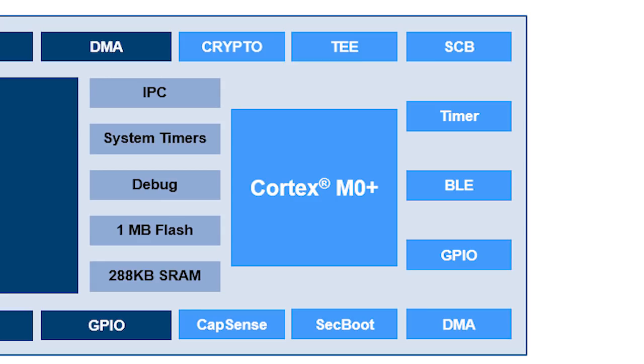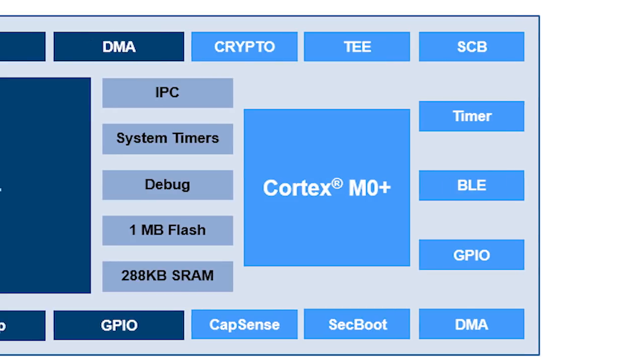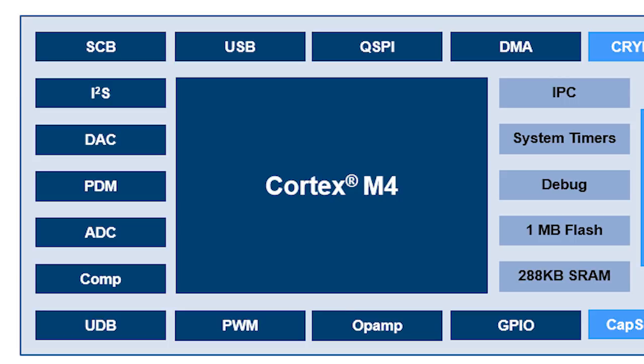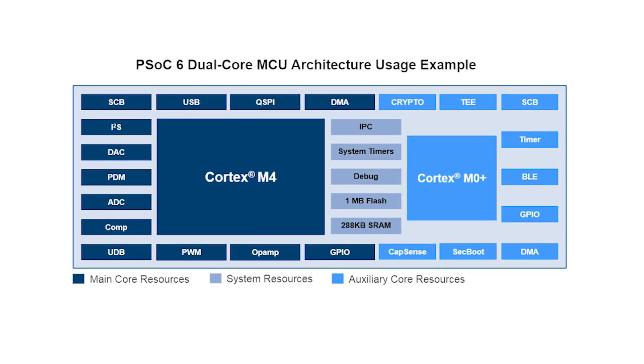The Cortex M0 Plus core is, of course, the lower power processor versus the Cortex M4, which is much more powerful and you can do a lot more with, but you pay in power. In general, it's good to dedicate the Cortex M0 Plus core to the tasks that require the core to be in an active power mode for a longer duration, and vice versa for the Cortex M4.